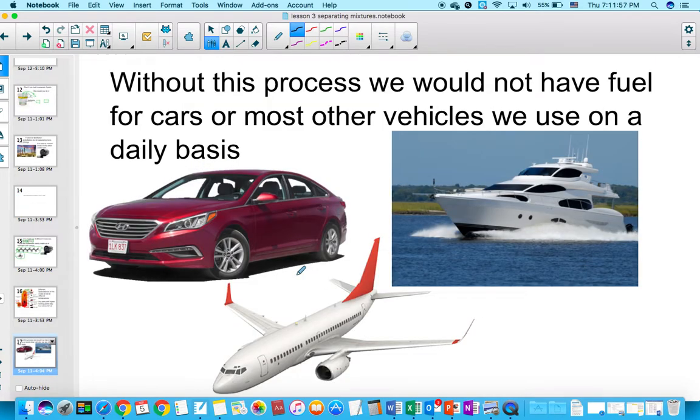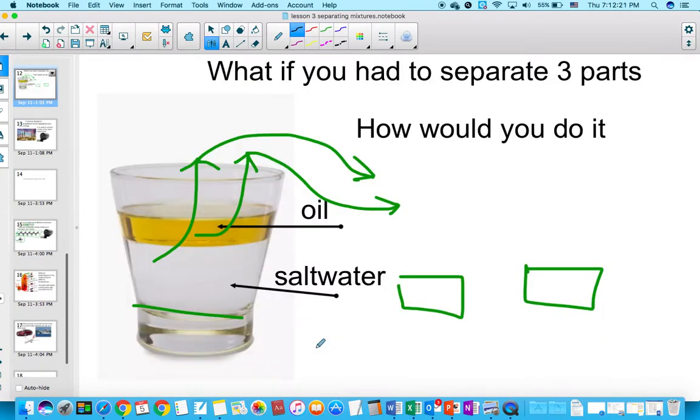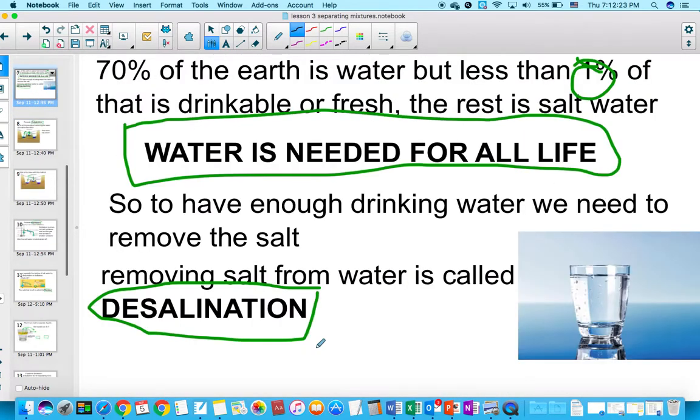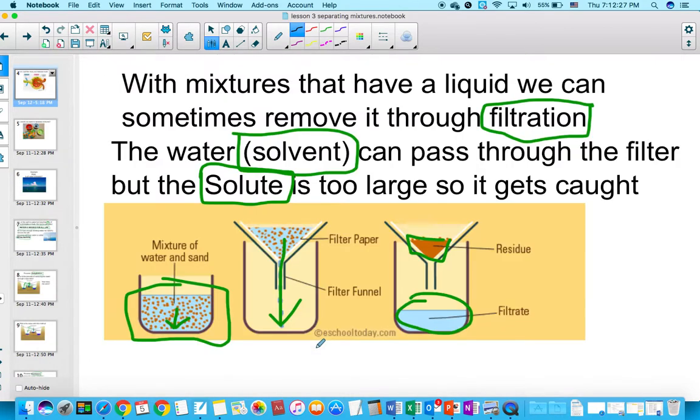Without this process, we would not have fuel for cars and most vehicles we use on a daily basis. If your family has a car, without fractional distillation, we wouldn't have the fuel to run the car, unless you have a Tesla or an electric car. Certain boats that aren't electric use fuel, and airplanes use a large amount of fuel as well. So this is the process of separating mixtures and the importance of actually being able to and understanding how to.